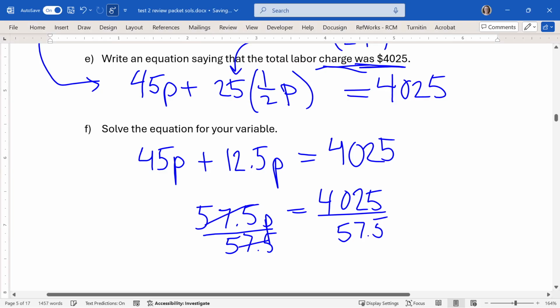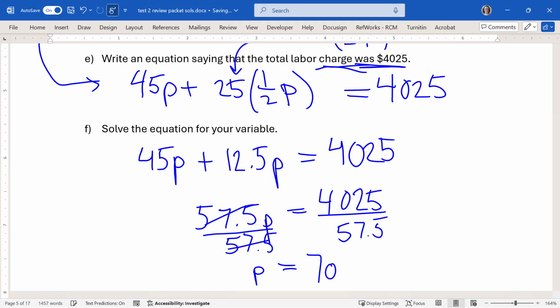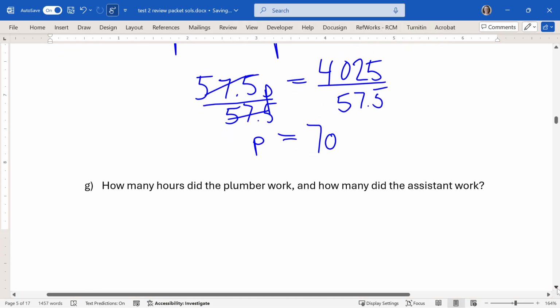Okay, so I am getting that P equals 70. That's a lot of work. No wonder it was so expensive. Two full weeks of work.